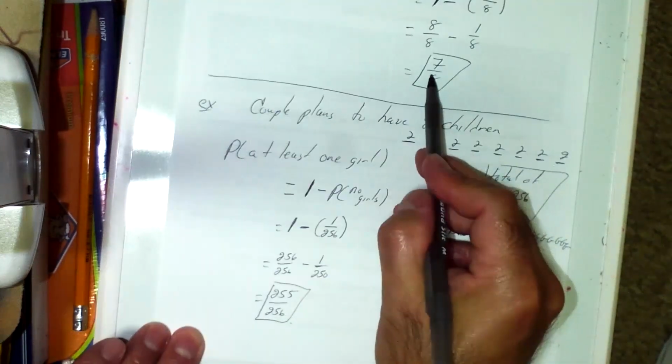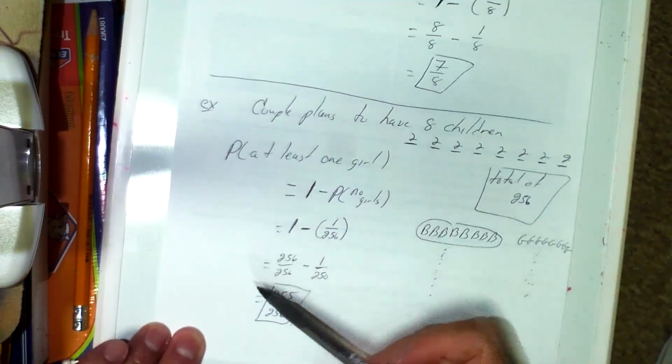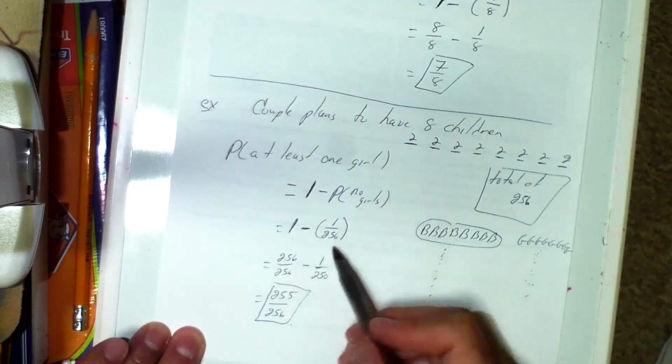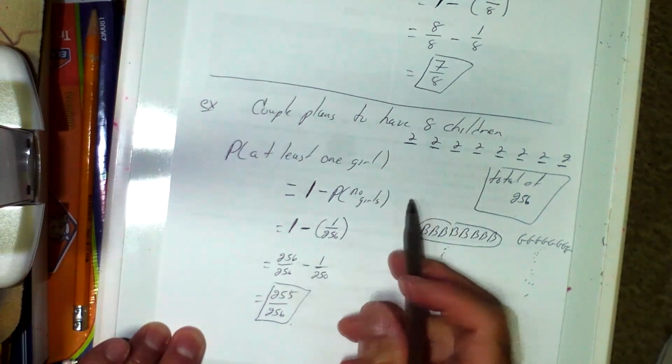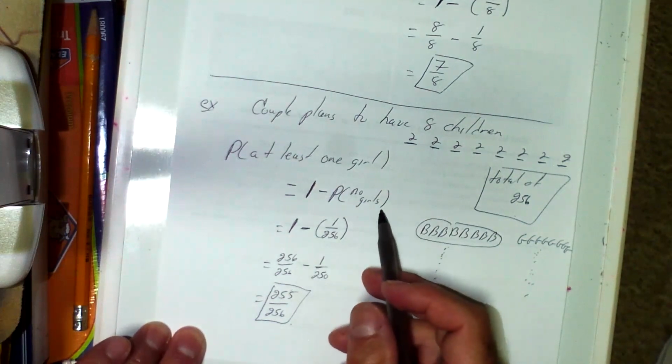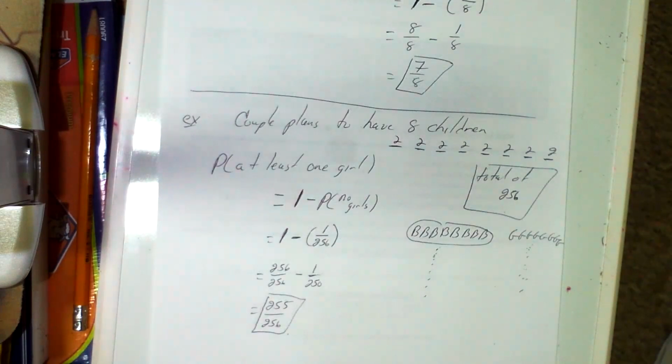Interesting. So I want you to look at this number, and I want you to look at the other number that we did with the 3 kids. What do you notice about the 2 fractions? Oh, look, the numerators are one off from the denominator. Interesting. So there's a pattern here.